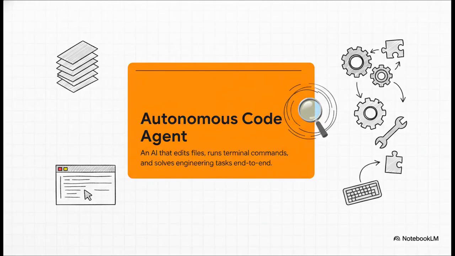Now, it's really important to get what makes Anti-Gravity so different. This is not just another chatbot that spits out a few lines of code. It's an autonomous code agent. And what that means is it actually has agency. It can look at your project files, make edits, open up a terminal, and run commands. It can solve problems from start to finish without you holding its hand, just like a real human developer would.